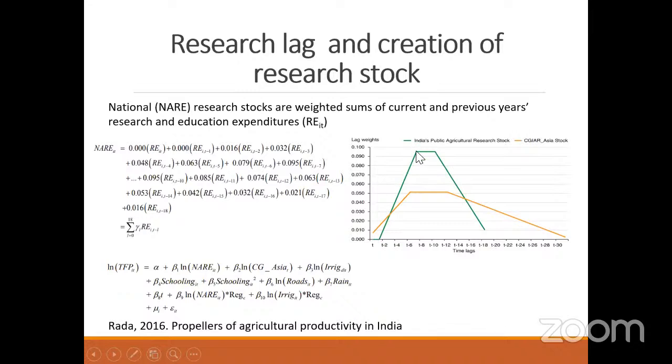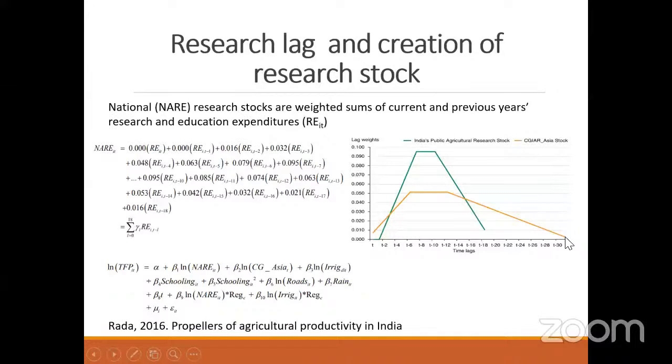Then from T minus 6th year to T minus 12th year, around 7 years, the technology will be at its peak, then it will decline. The decline will take 8 years, and in 8 years the impact of research expenditure on productivity will fade out. The impact of Indian research is shorter. It is only 19 years as compared to the international CGIAR research, which is 30 years.